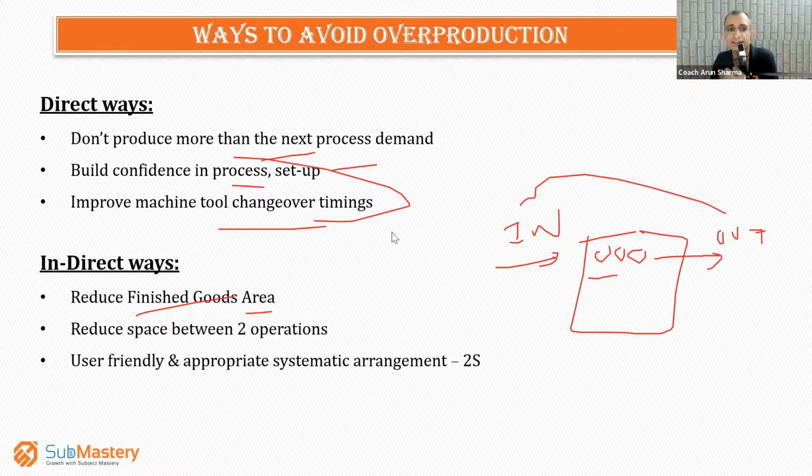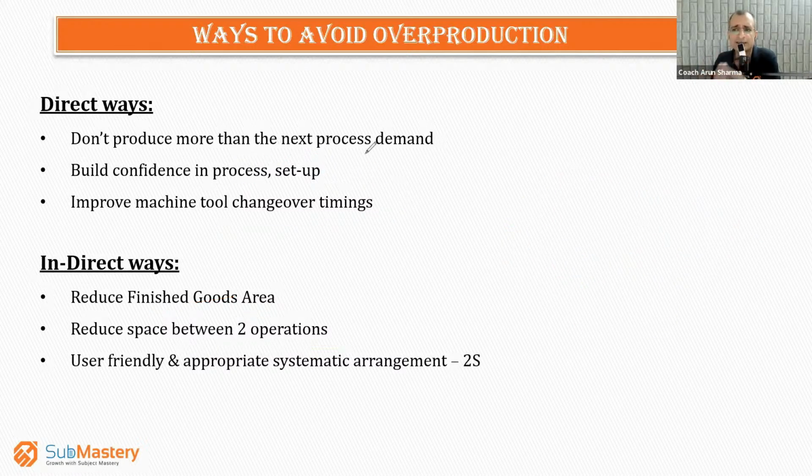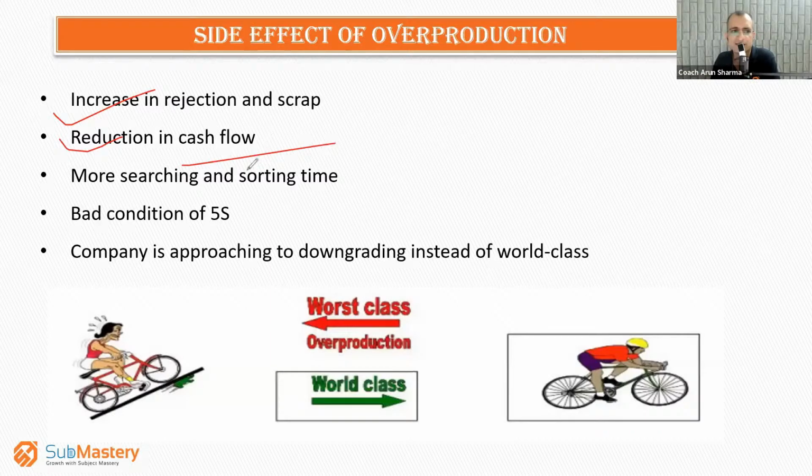Oh, increase in rejection. What are the side effects? Like there could be some side effects of taking some medication in a similar way. Increase in rejection and cash flow problems, because you have done the production, it is sitting on the shelf, you are not getting money for that, and you are incurring a loss. More searching, bad condition, companies approaching toward downgrading instead of world class. So these are the disadvantages, and this is called the worst of all MUDA, the 7 types of MUDA, right?